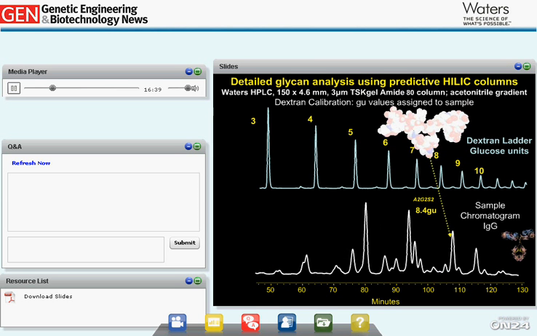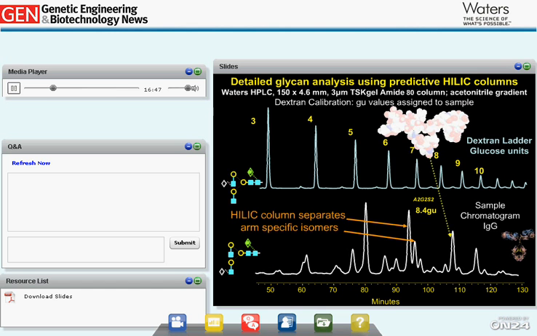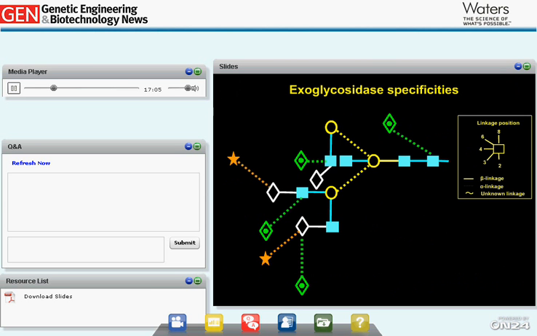And these columns and the BEH columns are very high resolution, the BEH even better than this. But even this column will separate arm-specific isomers. So it makes these columns very useful for determining differences in isomers that have the same mass but actually different structures. So the enzyme digests, they work like this. We have a series of enzymes that you can see here, sialidases, fucosidases, and so on. And they're very specific for the terminal monosaccharide and also the way in which that monosaccharide is linked to the next sugar.